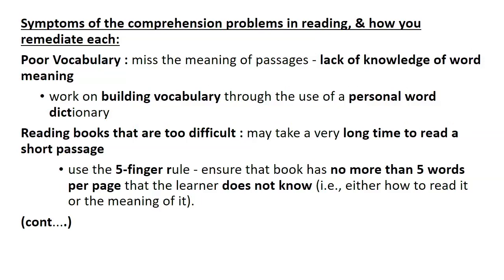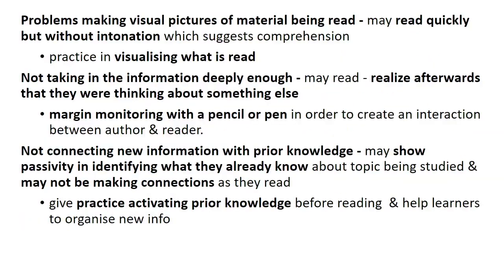A child may read books that are too difficult. What happens then? It takes a very long time to read just a short passage. So this is the rule that you can remedy it with. Give the child the 5-finger rule. If he sees there's more than 5 words per page that he does not know, either how to read it or its meaning, you know it's not the right level book for the child.